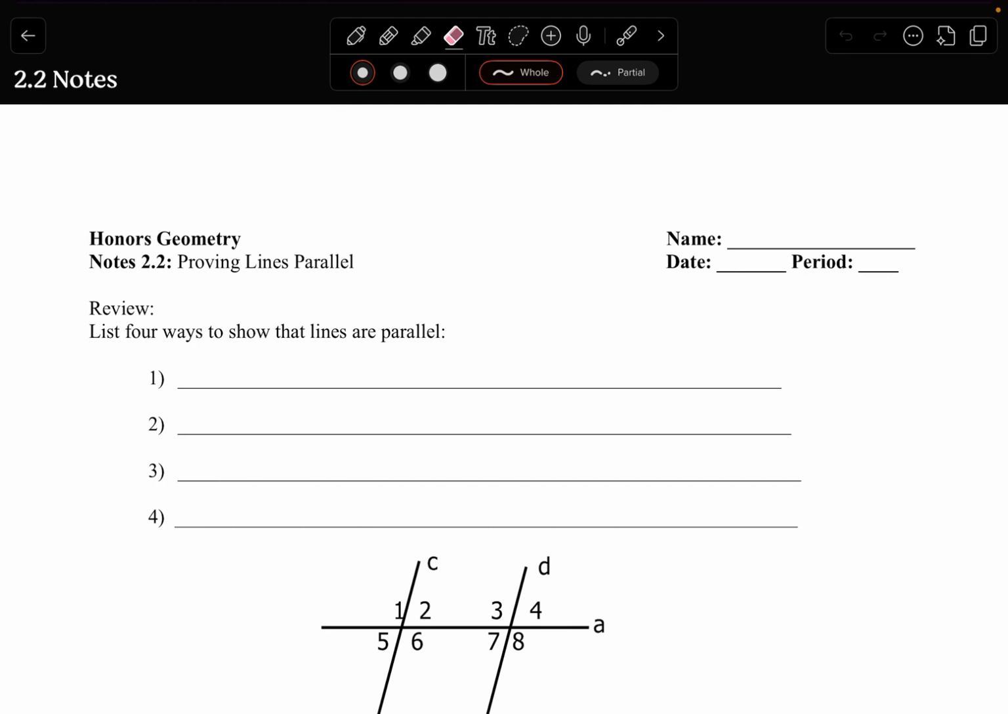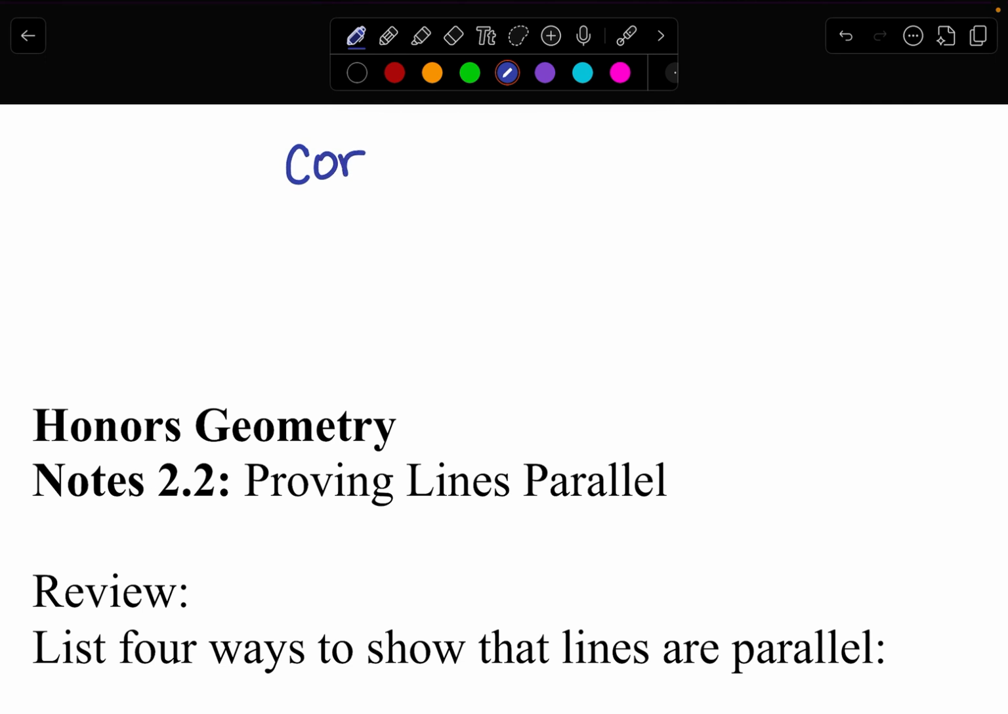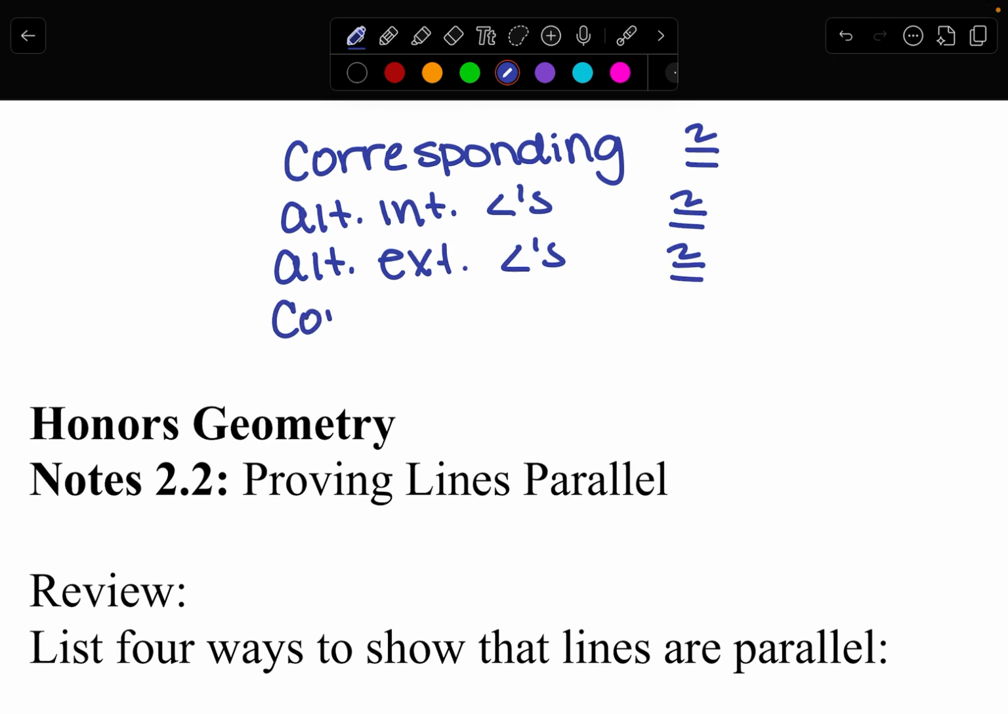So when we talked about our angle pairs yesterday, here are the options we have, okay? We have corresponding angles. Corresponding angles are congruent to each other, okay? We have alternate interior angles, which are also congruent to each other. We have alternate exterior angles, which are congruent to each other. We have consecutive interior/exterior angles, and these are supplementary. They add to be 180 degrees.